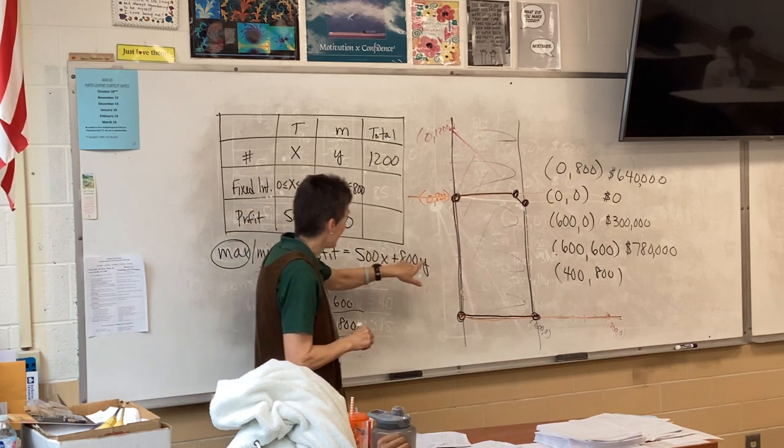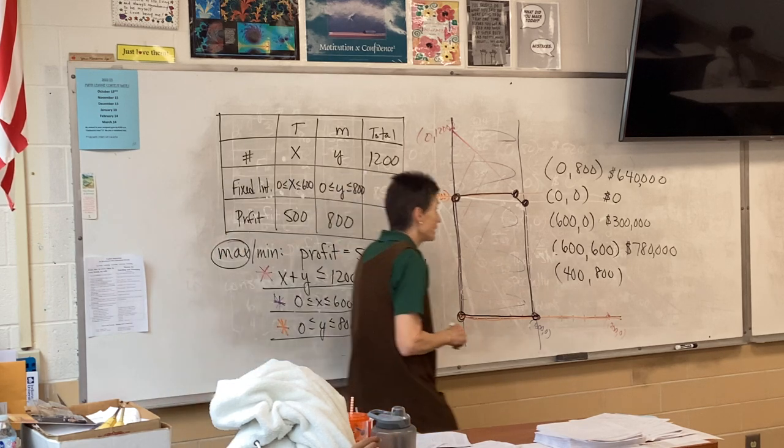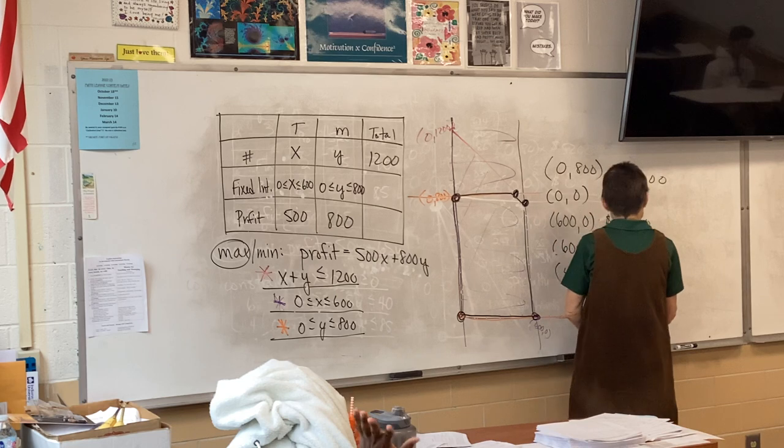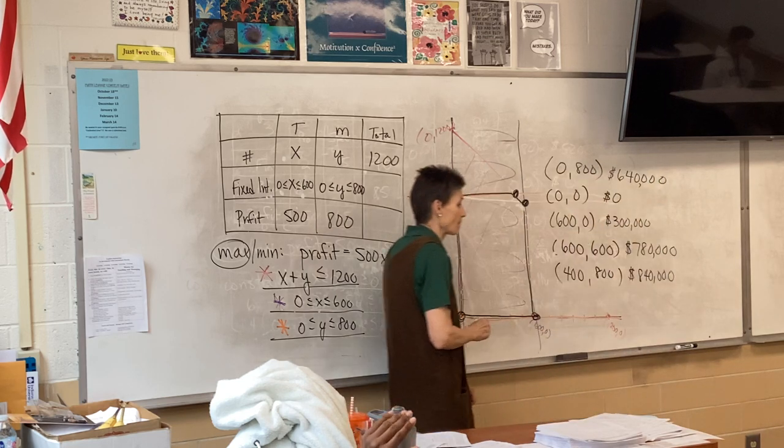Last one. 400 goes in for X. 800 goes in for Y. What's that one? 840,000. Okay.